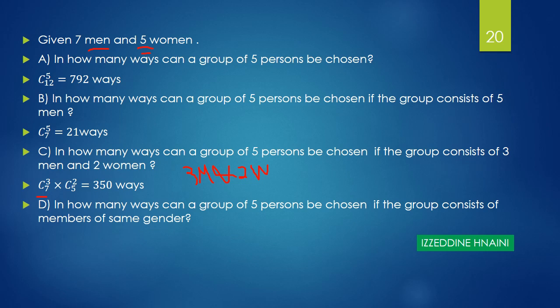In how many ways can a group of 5 persons be chosen if the group consists of members of the same gender? So we must have only 5 men or 5 women. When we have or, we put plus. When we have and, we put times. So we have 5 men, C5 7, plus 5 women out of 5, so C5 5, that is 22 ways.